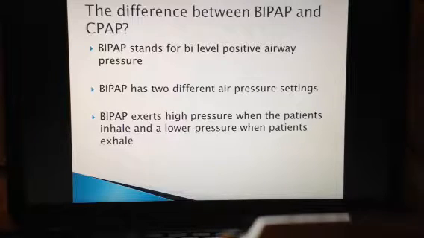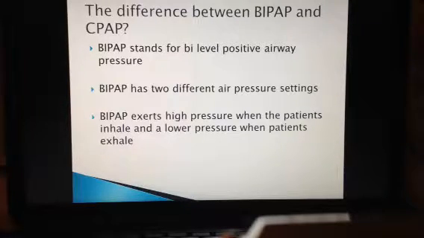Okay, so I felt this was pretty important to talk about because when I was on clinicals in the hospital, I would always hear them say CPAP, and then I would always hear them talk about BiPAP, and I didn't understand the difference, so I think it's important to know the difference.